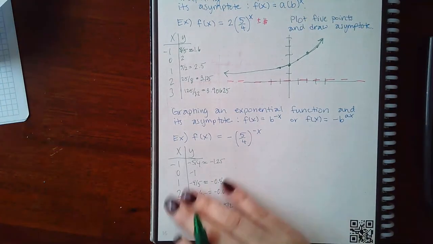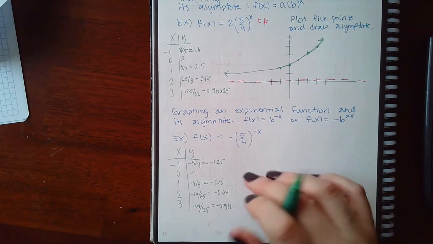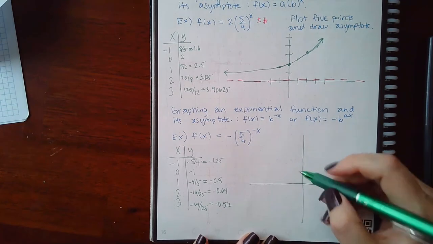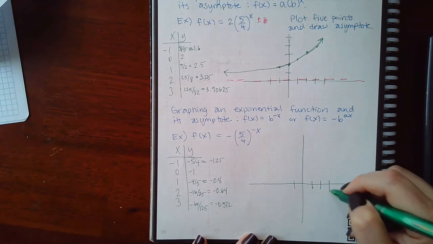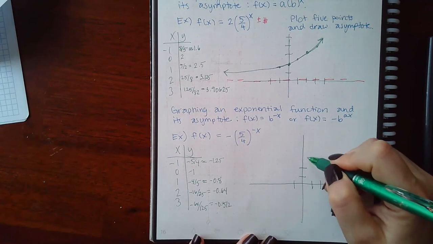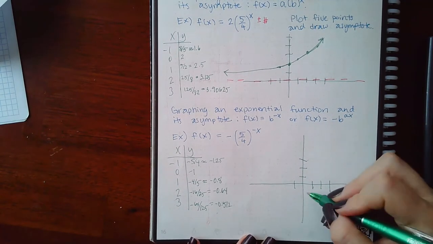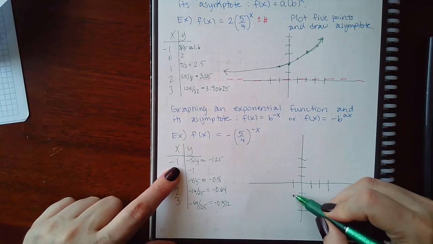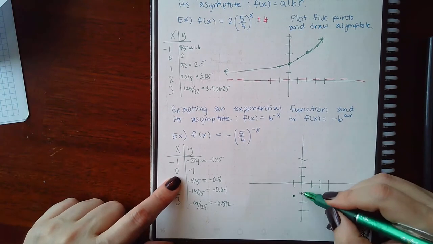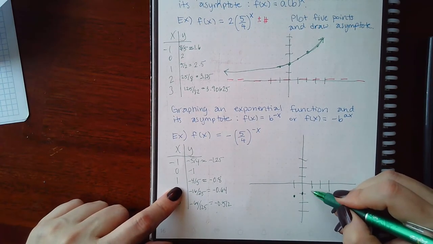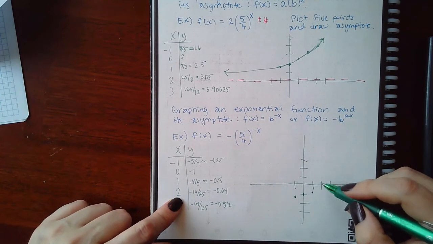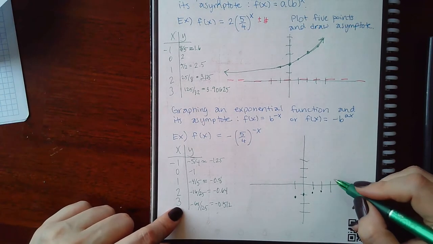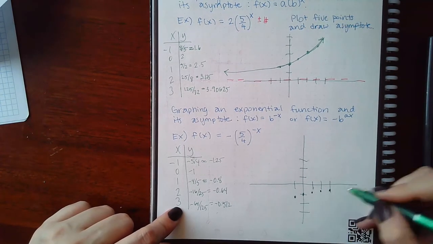Okay, now you will have to use the button on the calculator to type in the coordinates in order to graph it. For me, I actually have to physically graph it in order for you to see it. So -1, 1, 2, 3. 1, 2, 3, although I don't think I'm gonna need to go that far. 1, 2, 3. So -1 and -1.25. 0 and -1. 1 and -0.8. 2 and -0.64. 3 and -0.52, and so on and so forth.